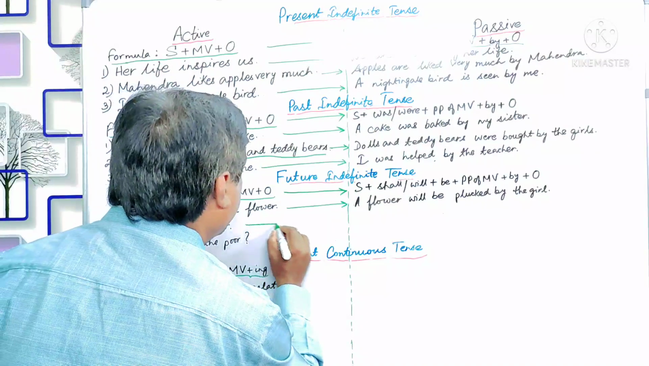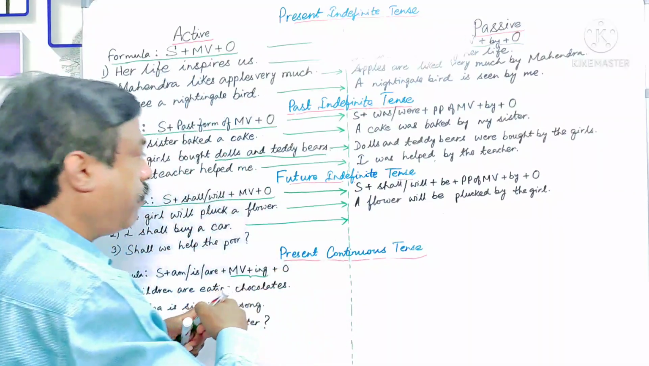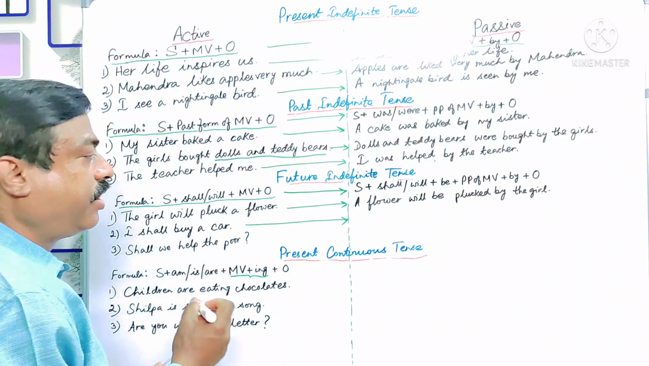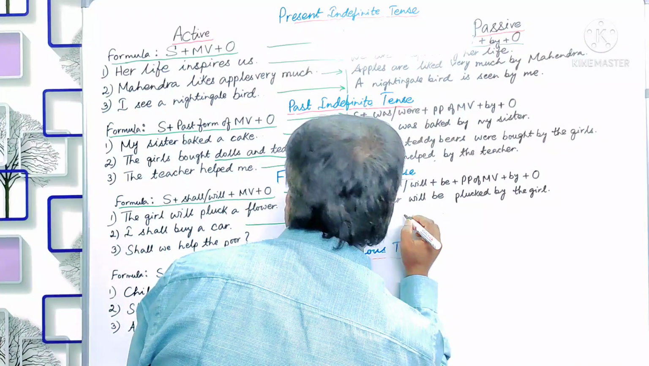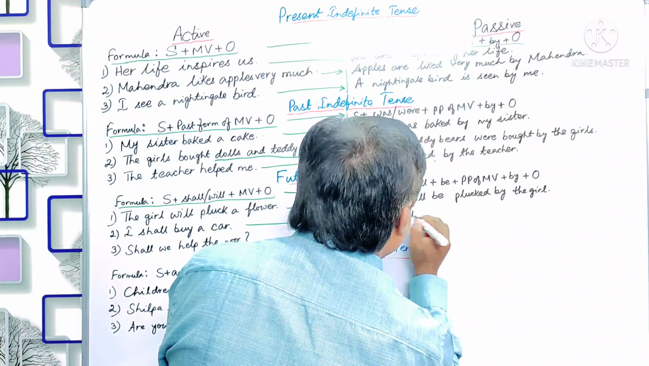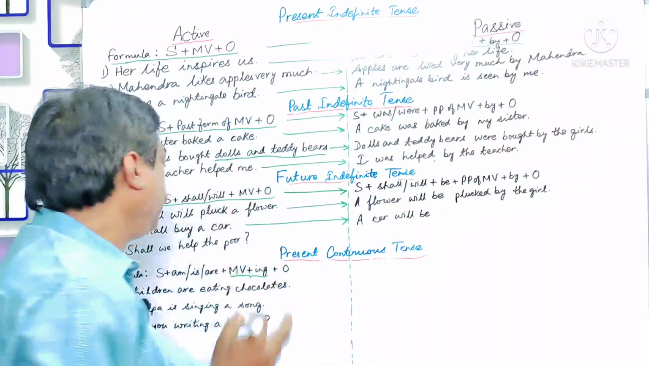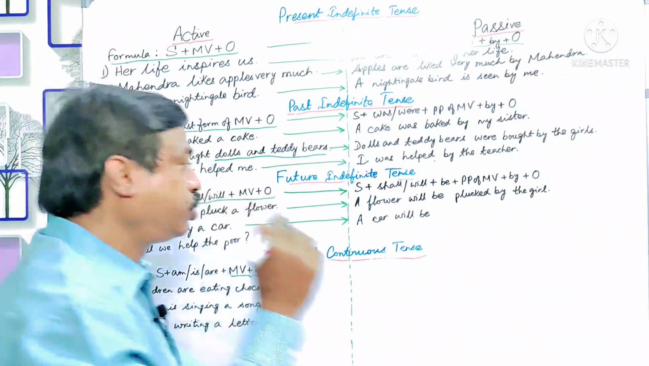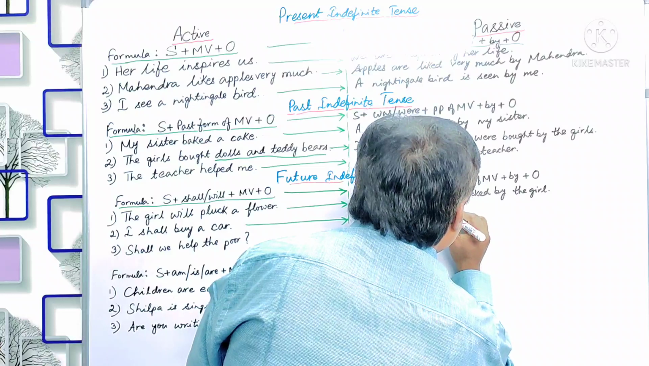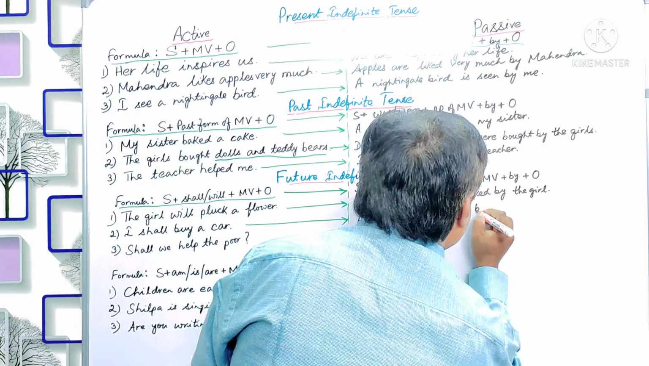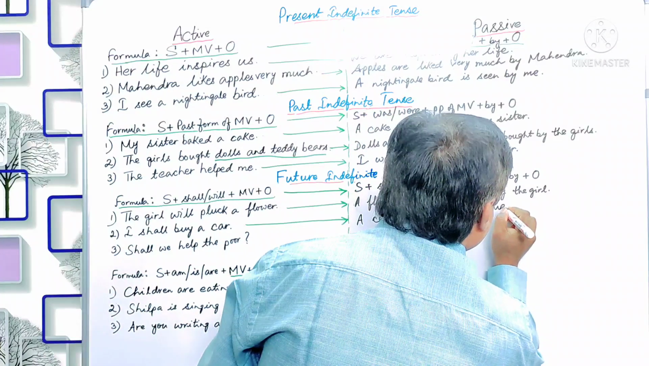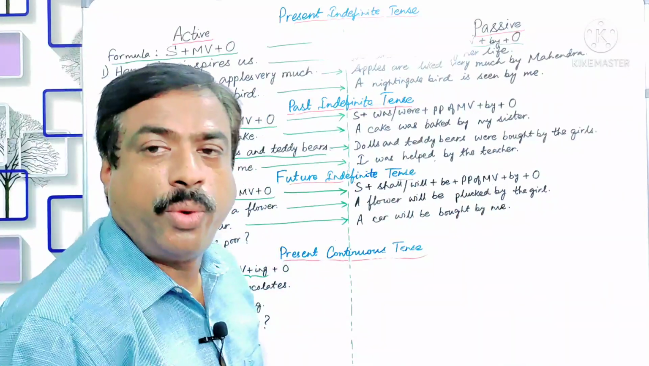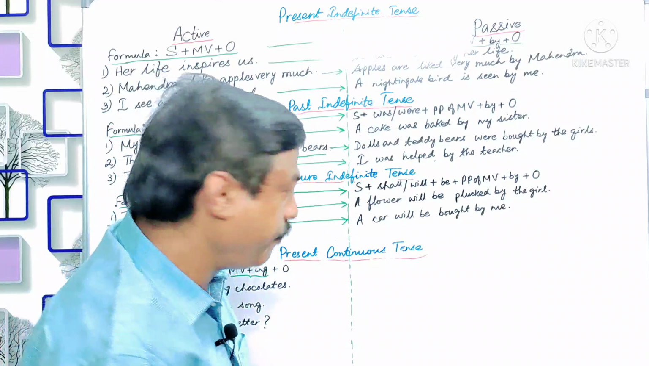I shall buy a car. A car is the object here, that will become the subject here. A car again will be: will, then be. Here the main verb is buy, bought. Bought is the past participle form of the verb buy, so you have to write bought. By whom? By, I changes to me. A car will be bought by me.